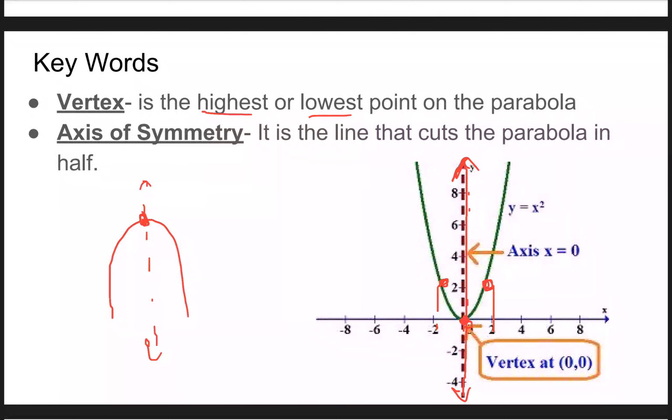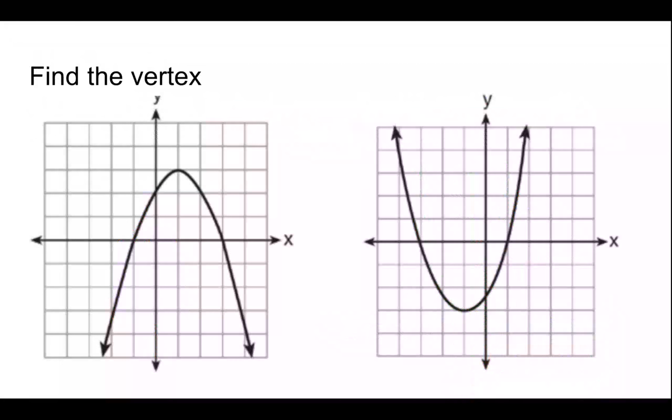So we're going to look at this and try to find these two things. Again, the vertex is the highest or lowest point of the parabola, and your axis of symmetry is the line that cuts down the parabola precisely down the middle and will make both sides the same height if you go to each of the respective sides. So let's try to find this in some examples. Okay, so we're going to look for the vertex here. Again, the vertex is the highest or lowest point.